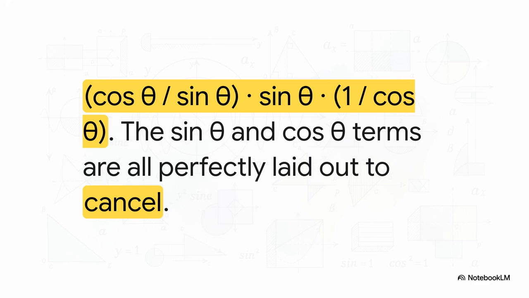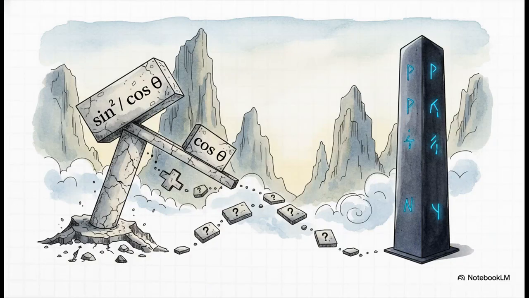The cosine on top cancels with the cosine on the bottom. Everything pairs up and cancels out, and we're left with just plain old 1. The left side magically became the right side. So even with more pieces to the puzzle, the strategy holds up perfectly. 2 for 2. All right, time for the advanced round.